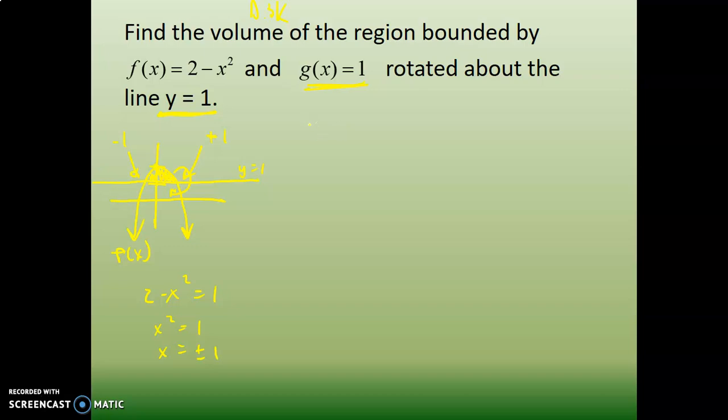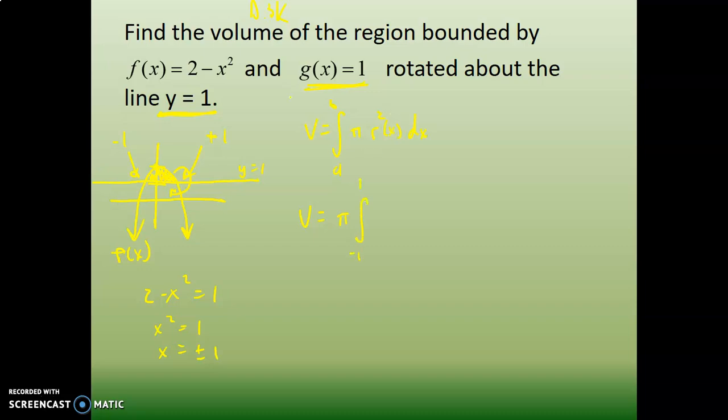Okay, so we're doing a disk method. So we're adding up a bunch of circles. So pi r of x squared dx. We figured out that we were going from -1 to +1, and we can pull our pi out. So pi times the integral from -1 to +1.